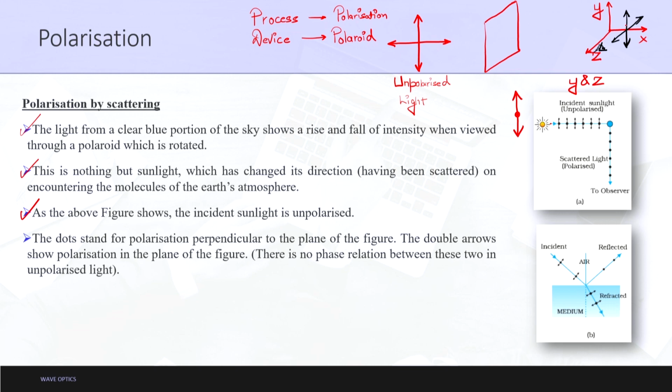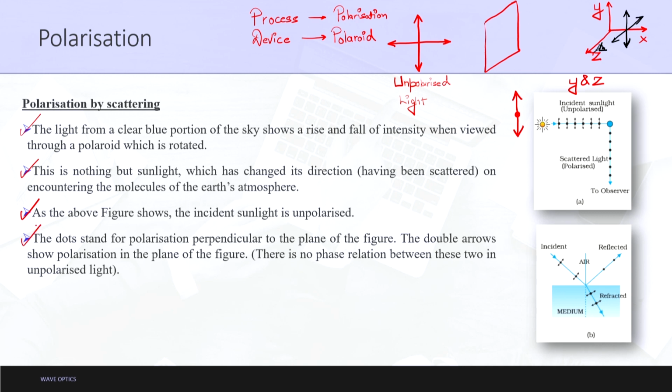So this dot stands for nothing but a polarization perpendicular to the plane of the figure. The double arrows show polarization in the plane of the figure. So here the double arrows show that the polarization is in the plane. Let us suppose this is the plane we are considering. So the polarization is in this plane also, and if I take this plane as the z direction, then the polarization is happening in this plane also. Okay. So the dots stand for polarization perpendicular to the plane of the figure. The double arrows show polarization in the plane of the figure. There is no phase relation between these two in unpolarized light.